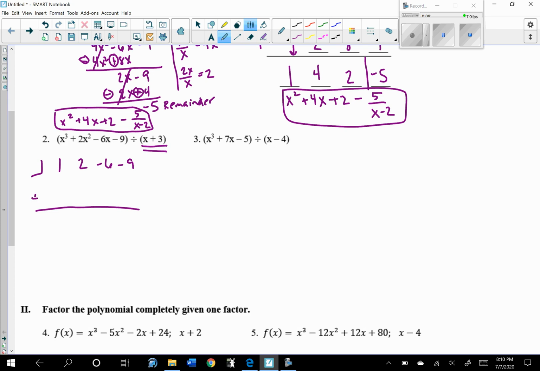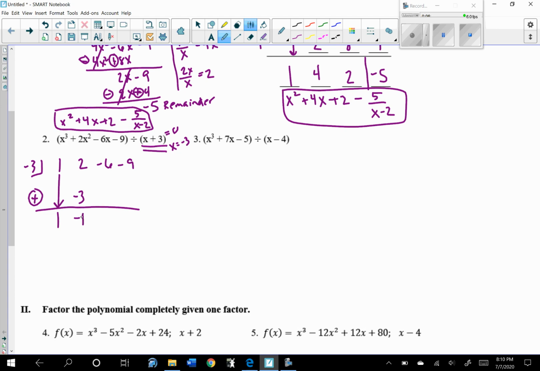And for these, we're always adding. The number that goes in the box is the zero of the divisor. So set this equal to 0 and solve. We get x equals -3. So that's the number that goes in the box. Bring down that first term. And then you're going to go ahead and multiply. 1 times -3 is -3. Or 2 minus 3, I should say, is -1.